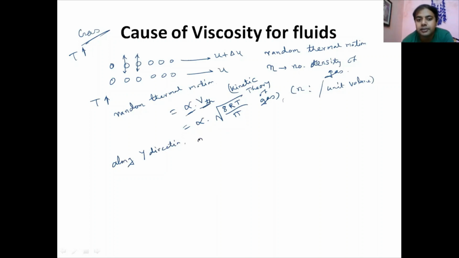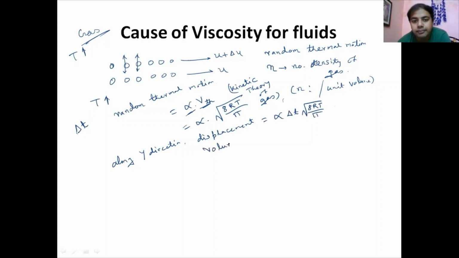so displacement, shift displacement, how much shifting displacement will occur? Velocity into delta t, time. Let the time be delta t. So velocity into time, so alpha VTH delta t. That is the displacement.